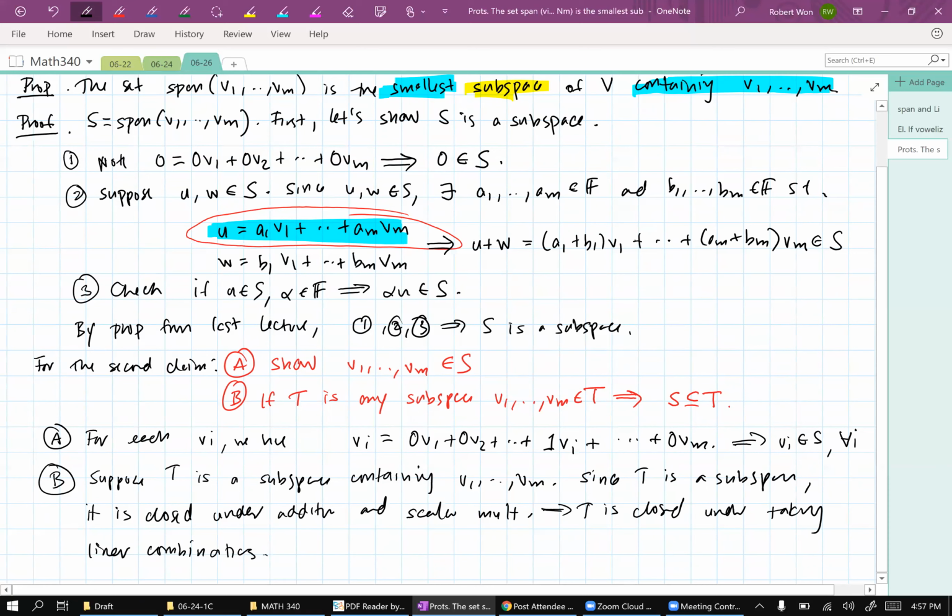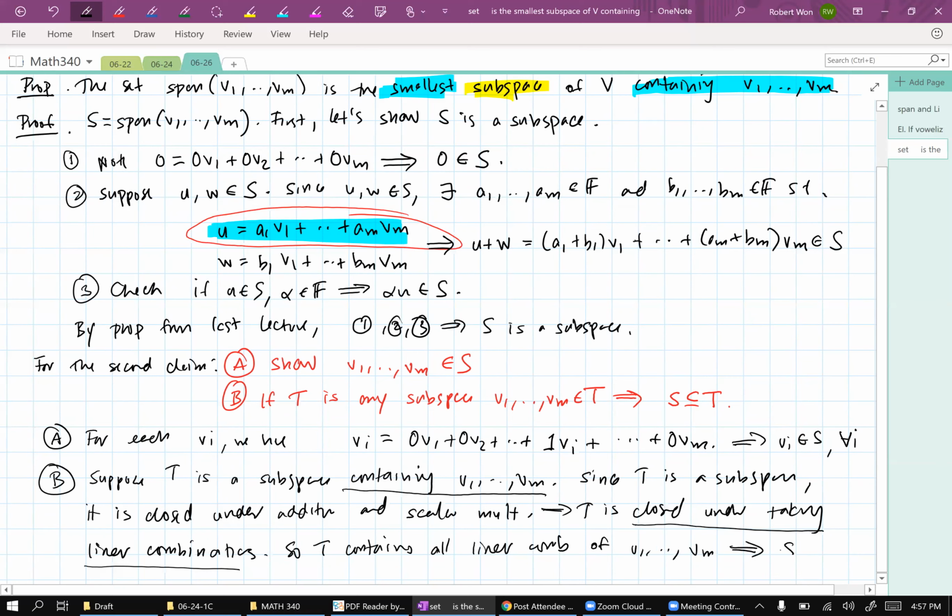Which means that since it contains V1 through Vm, and it's closed under taking linear combinations, it contains every possible linear combination of V1 up through Vm, which just means that T contains the span of V1 up through Vm. So T contains all linear combinations of V1 up through Vm. And this means that T contains the span.